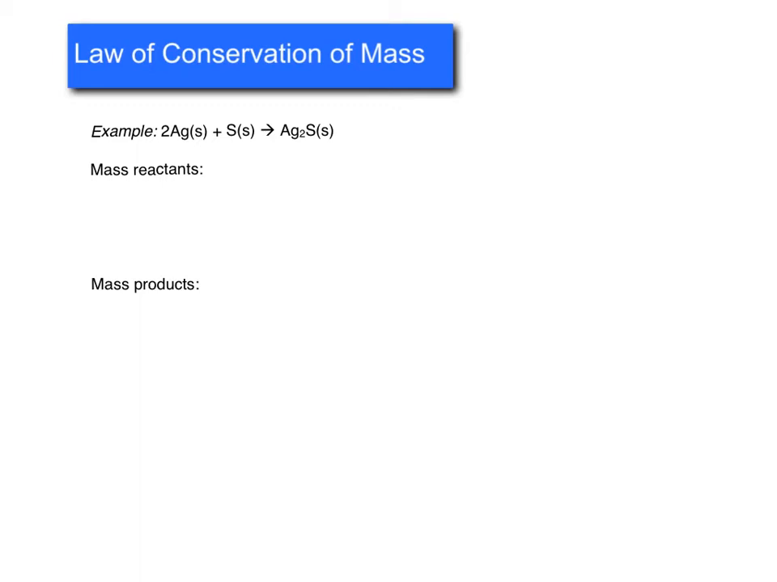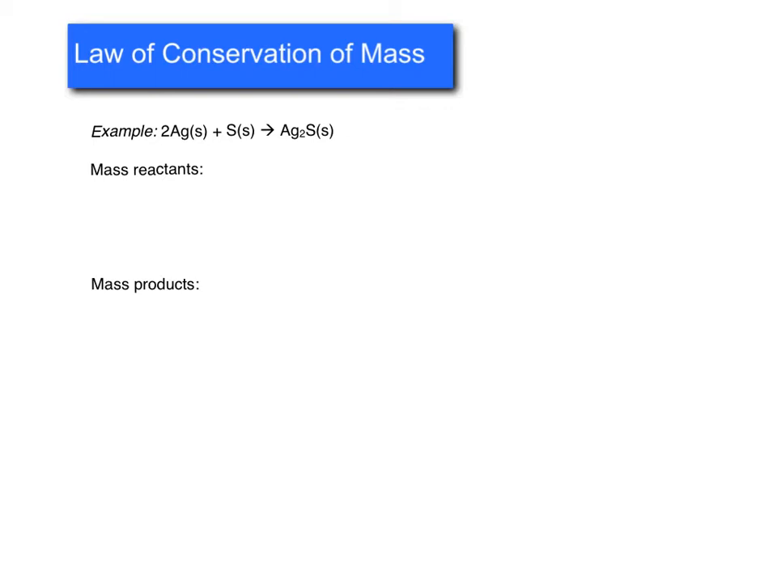The law of conservation of mass, and you probably learned this back in middle school or even maybe back in elementary school, basically says that matter cannot be created or destroyed in a chemical reaction. So if we have a reaction with silver and sulfur to make silver sulfide, then we know that any silver or sulfur that goes into the reaction in terms of mass has to come out on the other side.